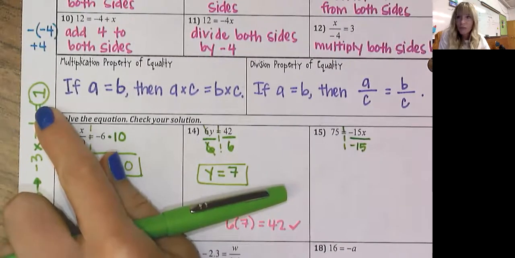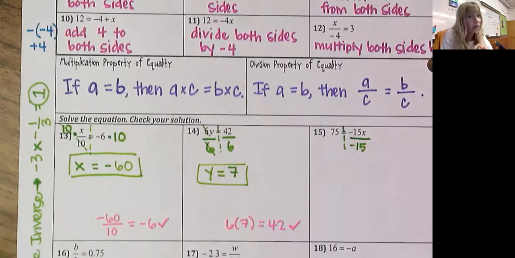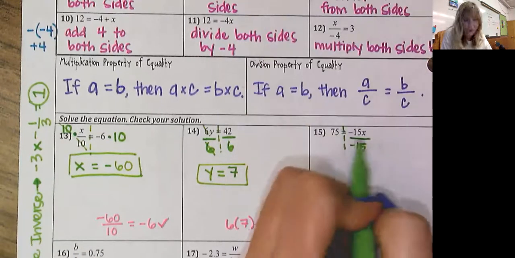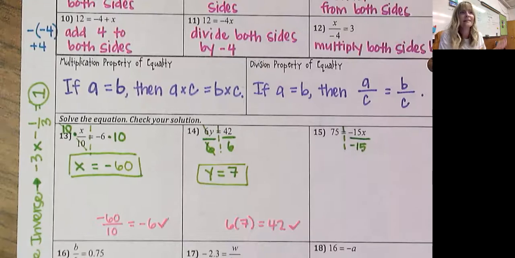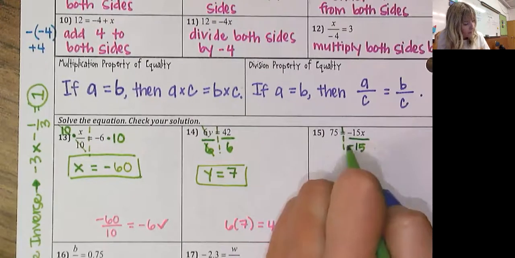We are trying to turn it into 1, not negative 1. And if I just did 15, I'd turn it into negative 1x, and then I'd have to divide that negative 1 off anyway because I don't want to know what negative 1x is. I want to know what x is. So I'm going to divide by negative 15.